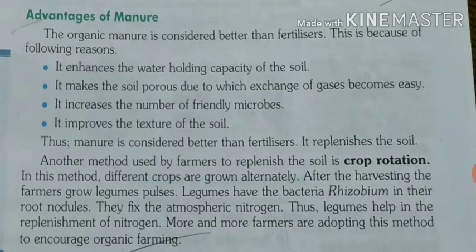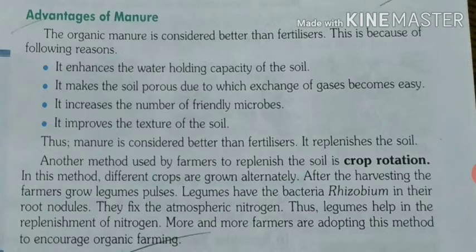Number 3, manure increases the number of useful microbes in the soil. Yes, students, these microbes are very, very essential because they decompose the dead remains of plants and animals and increase the fertility of the soil. Manure improves the texture of the soil. और जो manure होता है वो soil के texture यानी soil की बनावट को भी improve करता है. So thus manure is considered better than fertilizer. It replenishes the soil. So by using manure, it replenishes the soil with nutrients.